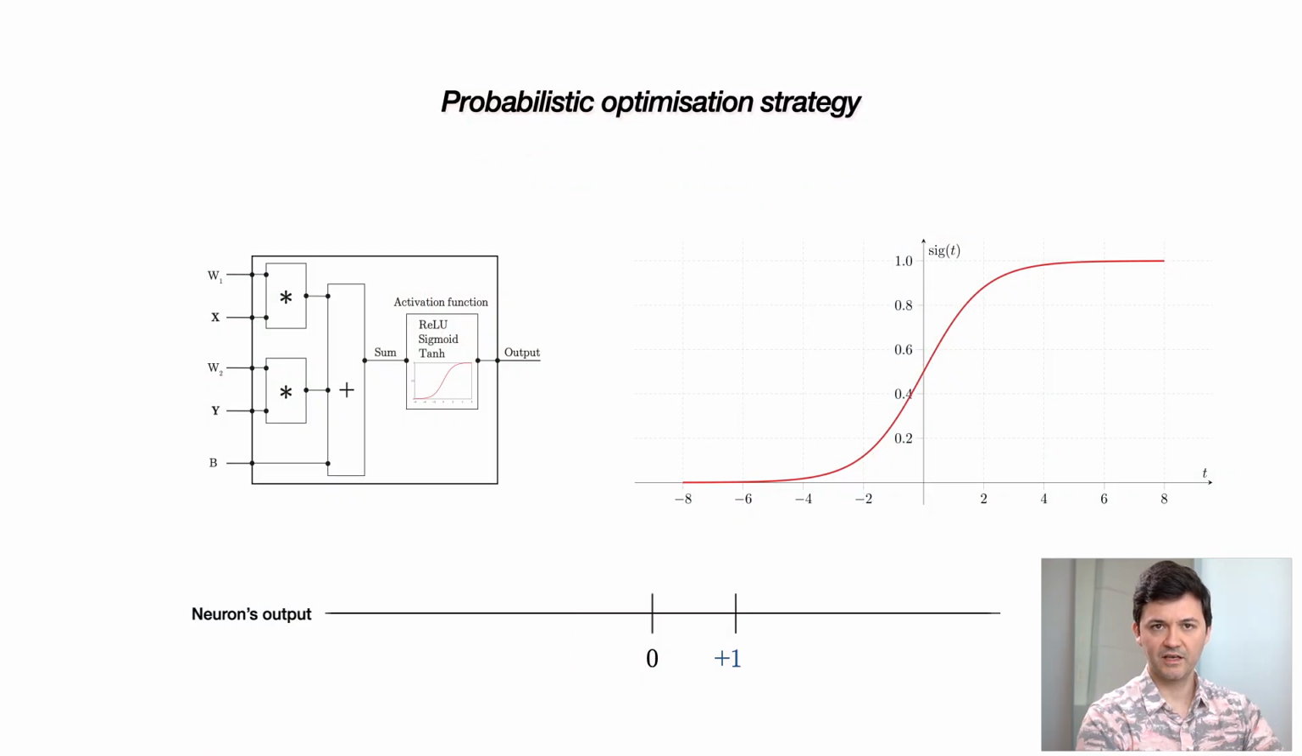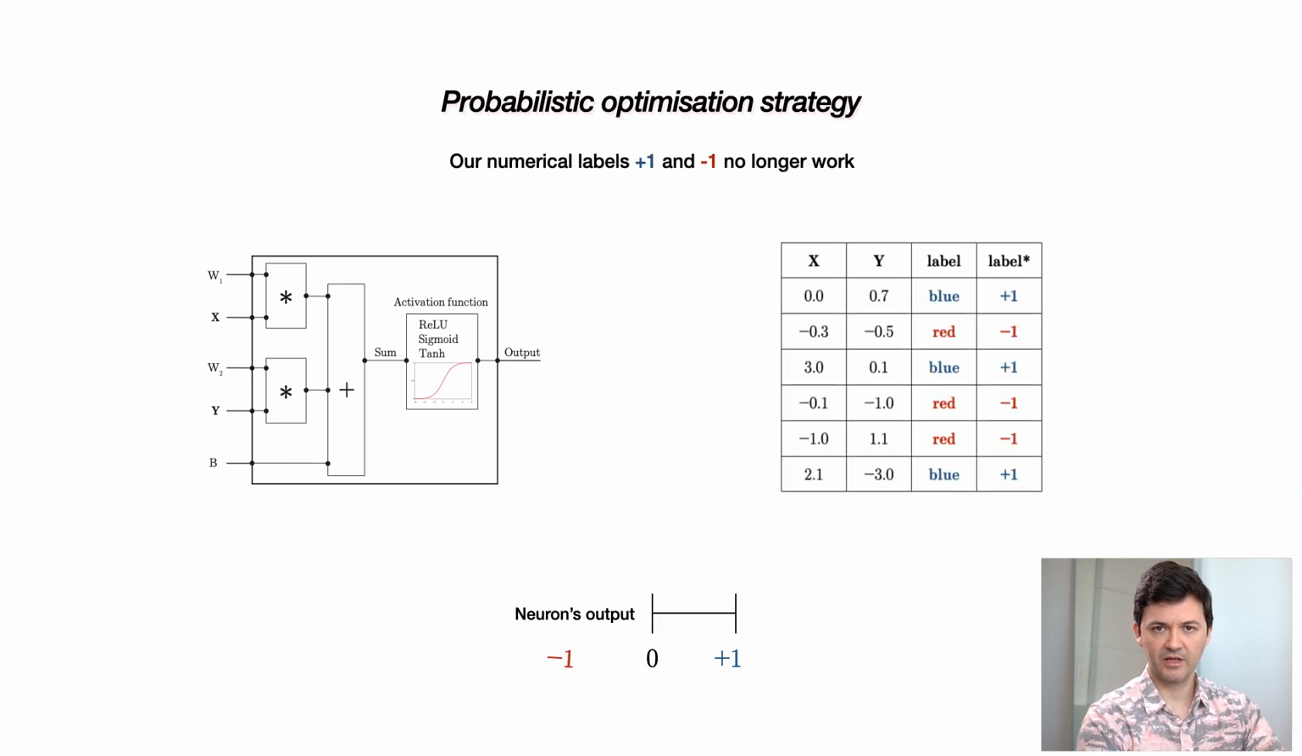Since the sigmoid is the last layer of our neuron, this means that the neuron's output will effectively get squished into the same range, which is from 0 to 1. Because of this, the numerical labels that we assigned to our data points before no longer work. Actually, +1 still works, but the -1 is now completely outside of our output range, so it is not the best idea to use it as a label.